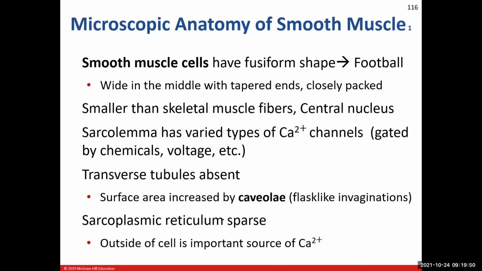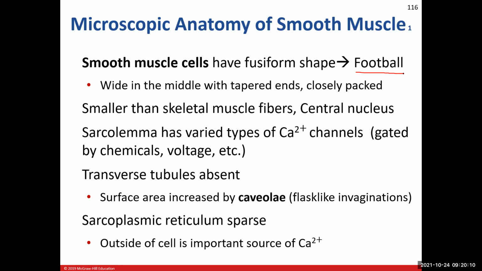So let's talk about a smooth muscle cell. I think that it looks kind of like a football. We call it a fusiform shape, similar to fibroblasts. It's thick in the center and tapers at the ends. That allows for these muscle cells to be tightly packed into one another, so we can cram as much in there as possible.